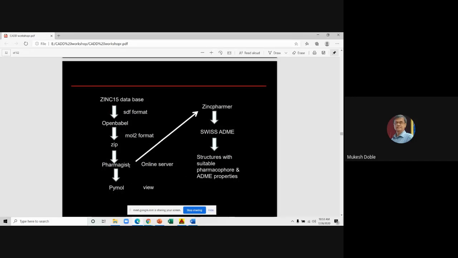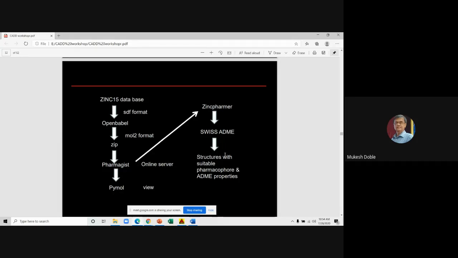Once I have it, if I want to search databases to see whether there are other molecules with this feature, there is another server program called ZincPharmer. We can upload, and it will pick out molecules from the Zinc database and tell us those molecules which have similar pharmacophore features. So it will give a lot of molecules. Then later on we have to run SwissADME to see whether those molecules satisfy the drug likeness properties, Lipinski's rule and so on.